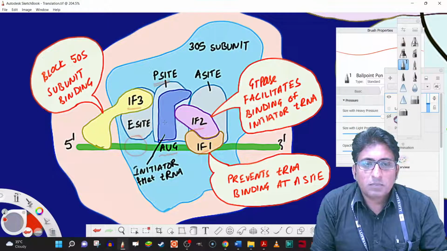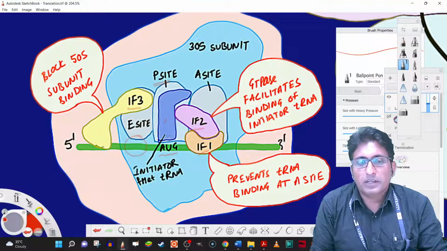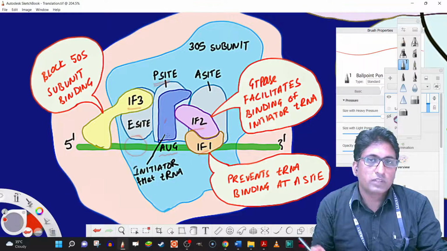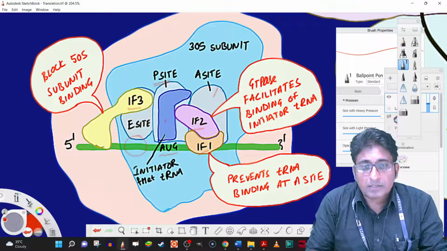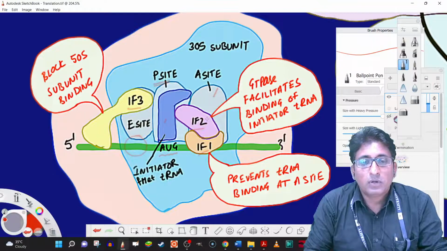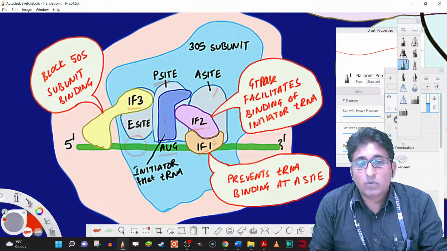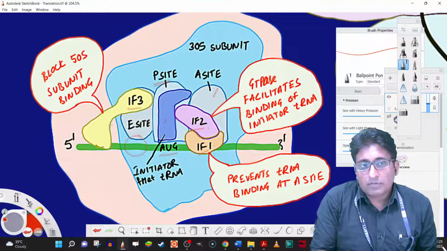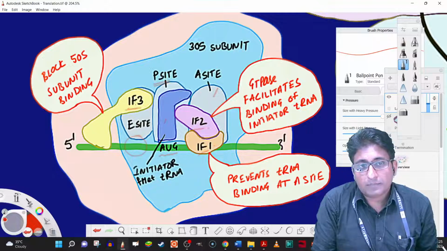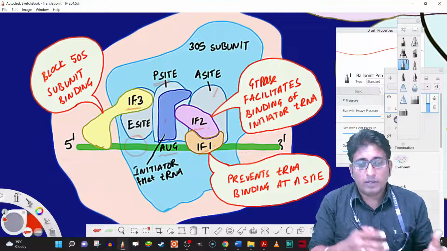The blue indicates the initiator tRNA charged with N-formyl methionine, and then in the A site we have IF2, that is initiation factor 2, and initiation factor 1. And there is also a factor that is IF3. So we have IF1, IF2, IF3.